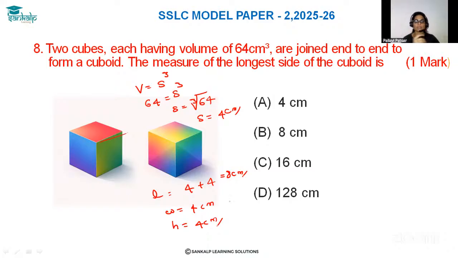So width and height are the same. The dimensions of the cuboid are 8 centimeter into 4 centimeter into 4 centimeter. Okay, so here we identify the longest side. The lengths of the sides are 8 centimeter, 4 centimeter and 4 centimeter. The longest side is 8 centimeter. So the given option B, 8 centimeter, is the longest side of the cuboid.